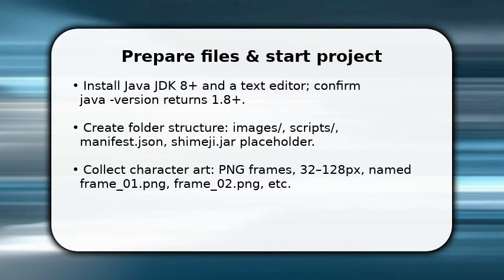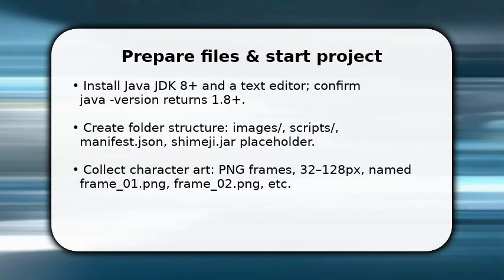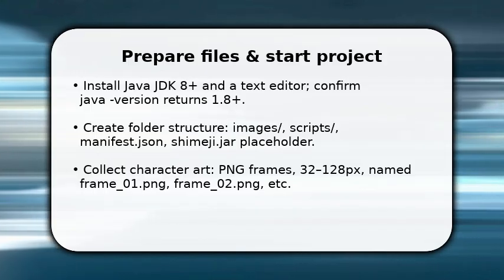Next, make the project tree and name folders exactly: images, scripts, and a manifest file. Once done, import your character art as numbered PNG frames. Consistent size matters for smooth animation. Make sure file names use underscores and leading zeros so the loader reads frames in order.